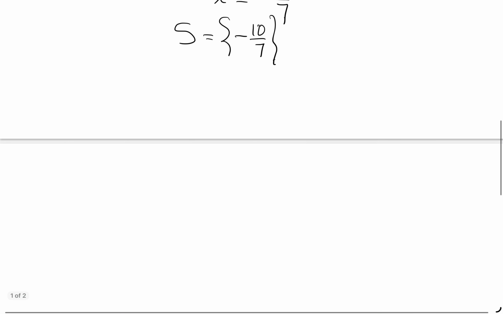Another one. Let's check another example. Let's try another example where you can have a fraction, for example.